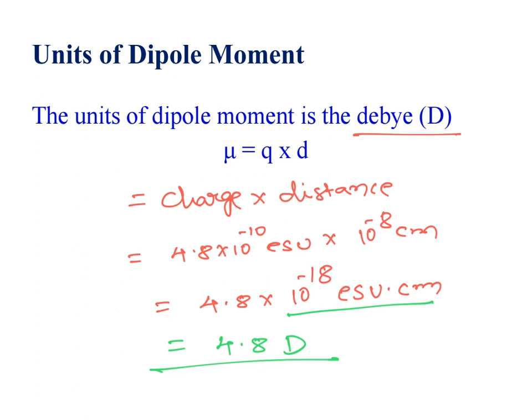Let's take another case: if the molecule is non-polar, and I have said a non-polar molecule has zero dipole moment, they don't have a dipole moment. In those cases we cannot study the dipole moment. Instead of that, we have to study induced dipole moment. Let's move to induced dipole moment.